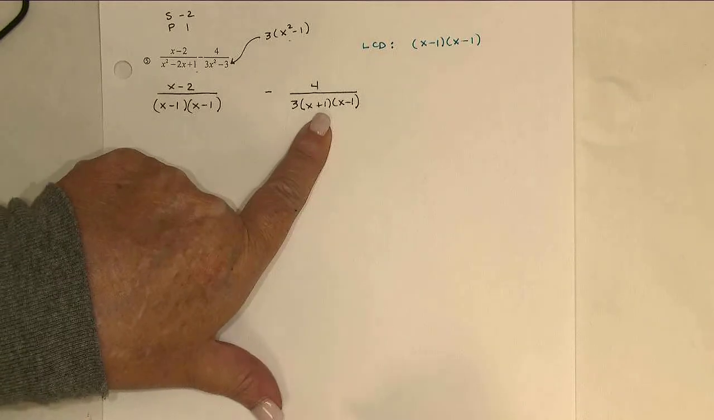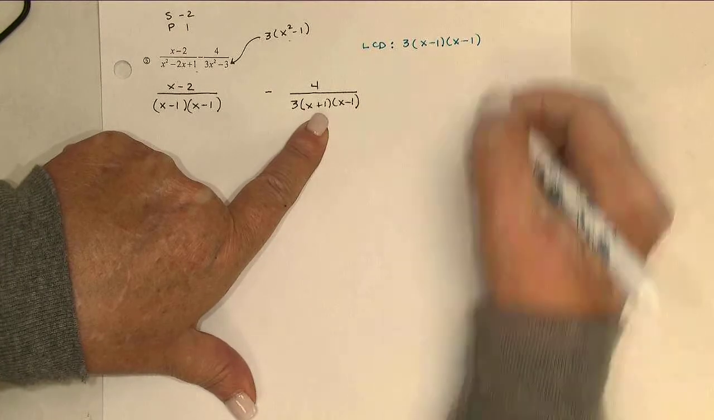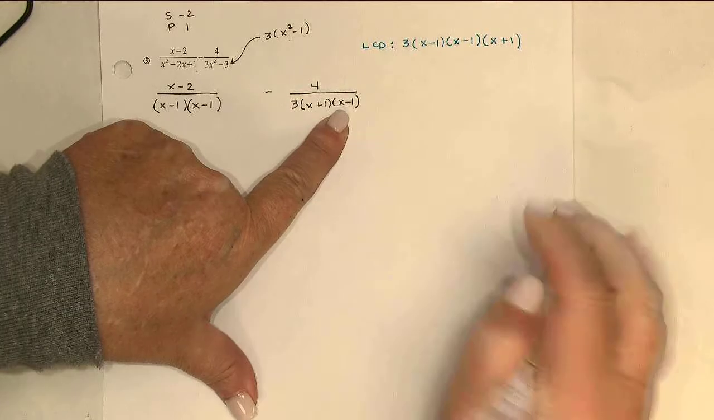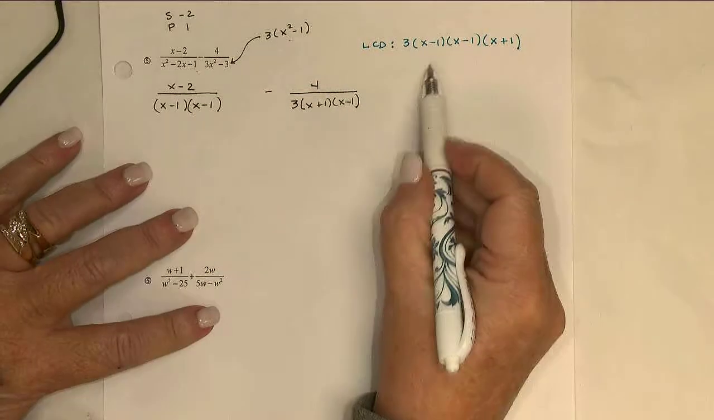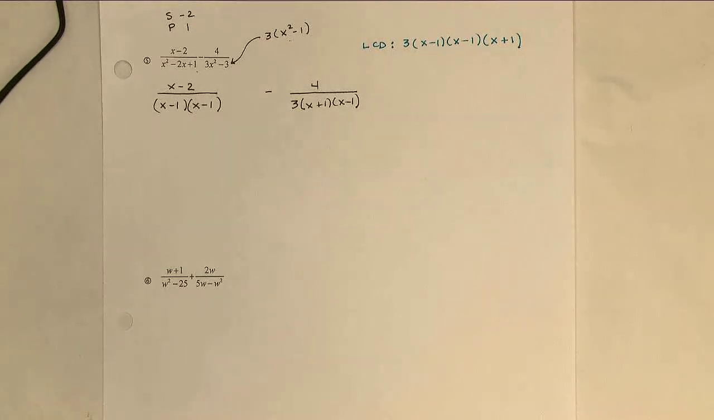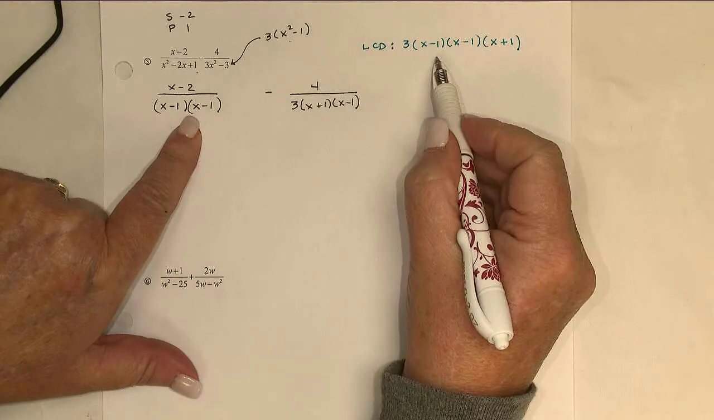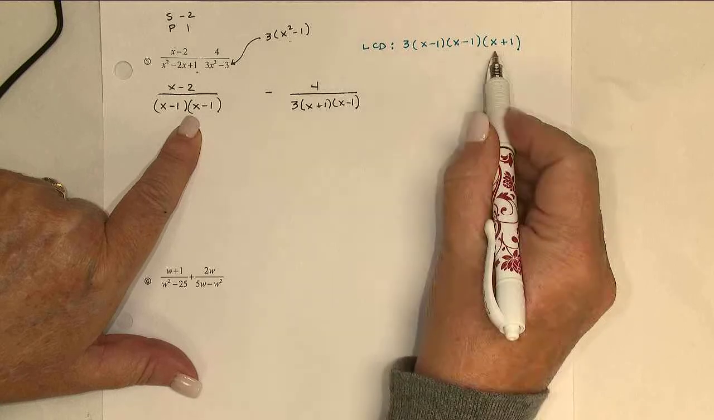Coming over here, I need the 3. I'm just going to put that out front. I need the x plus 1. But I already have an x minus 1, so I don't need to repeat that. Okay. Again, the only reason I had 2 of them is because there were 2 in the same fraction here. So looking at this and comparing to my LCD, I'm missing 3 x plus 1.